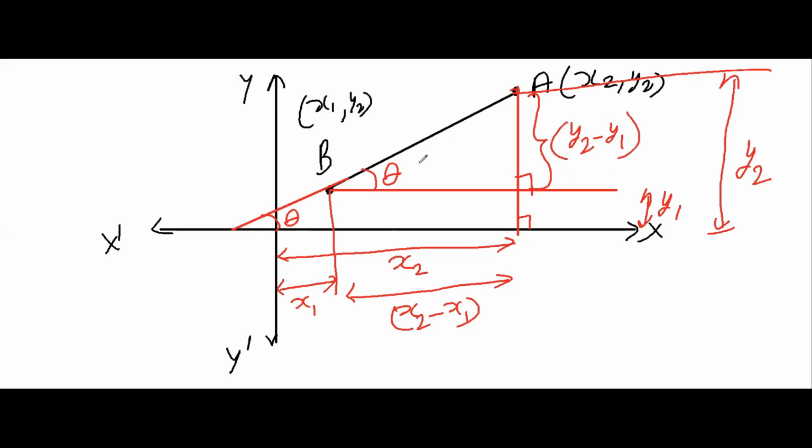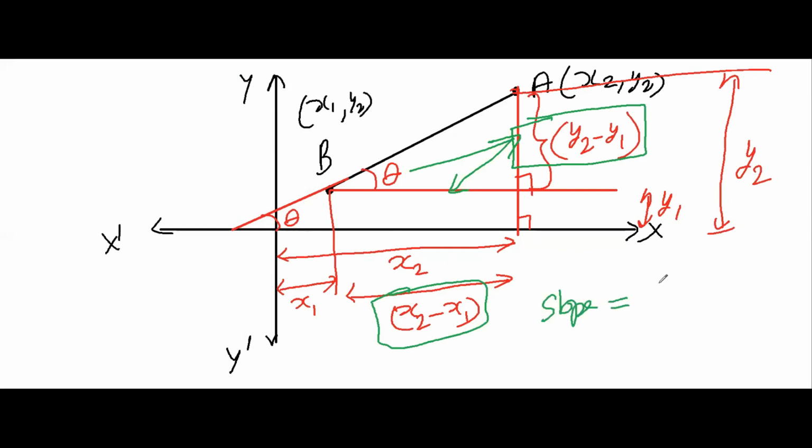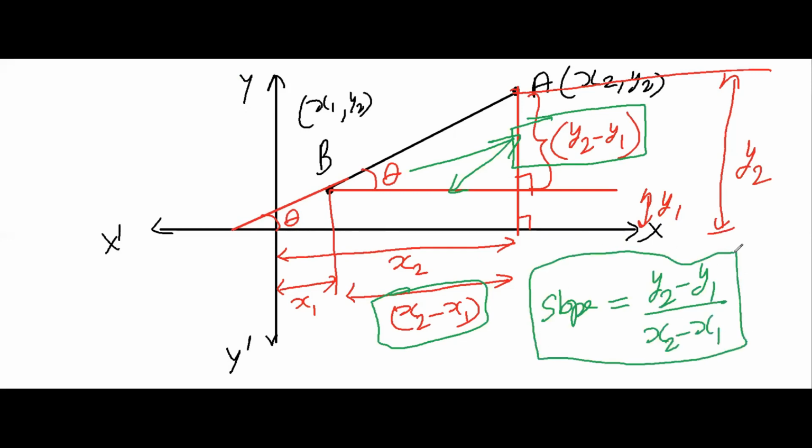This is what is tan theta. Tan theta means the length of the opposite side, that is y2 minus y1, divided by the adjacent side, that is x2 minus x1. So you will say that the slope of that particular line is y2 minus y1 upon x2 minus x1. Most important formula to find the slope of a line whose 2 points are given to you.